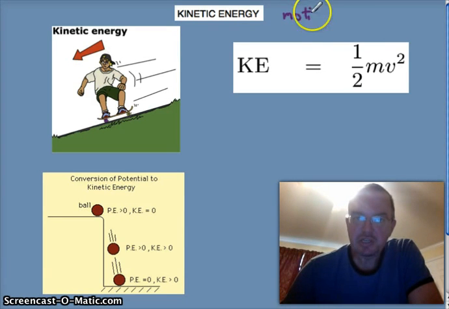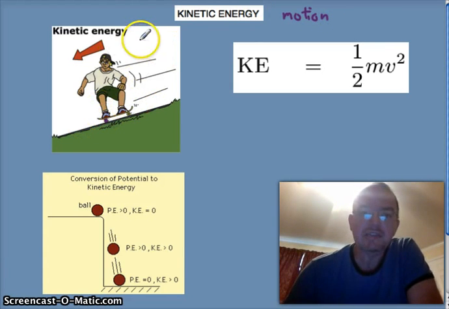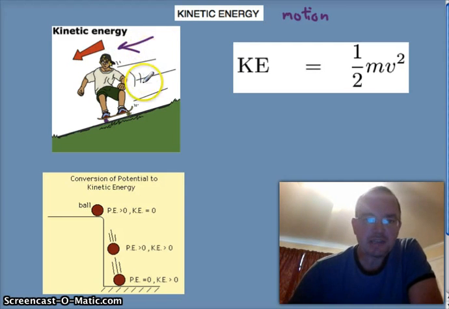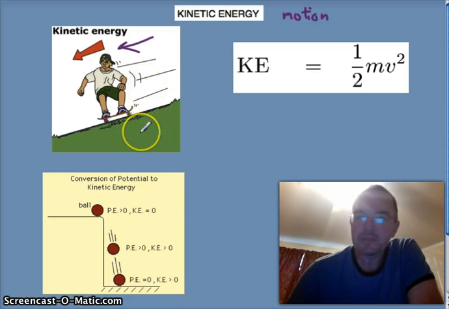So when you're actually doing something, you're using kinetic energy. Here we have this guy going down the hill on a skateboard. He is actually moving. Energy is defined by the fact that you are moving. So you have kinetic energy here.